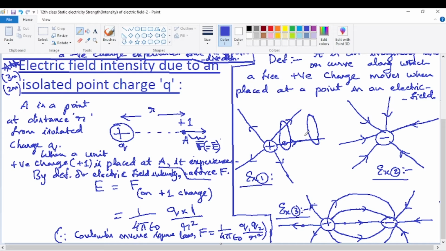Just by looking at the lines of force, we can say where the electric field is strong. Wherever the lines of force are closely spaced, it means that the field is stronger there. Wherever the lines of force are far apart, well separated, the electric field is weak there. So this is a very useful property.